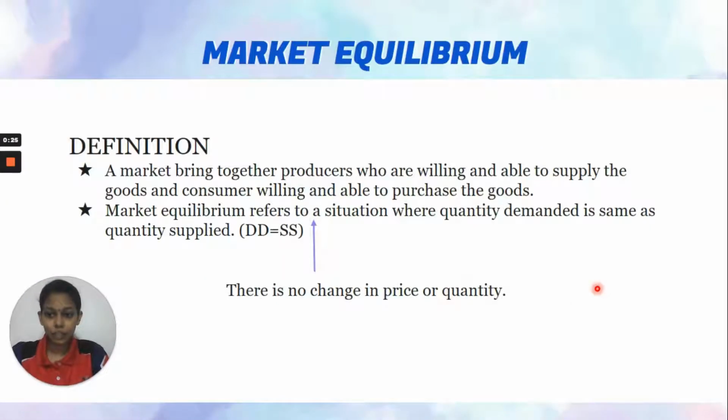In this video, I'm going to explain about market equilibrium. Let's see the definition of a market. A market brings together producers who are willing and able to supply the goods and consumers willing and able to purchase the goods. So a market is a place where producers and consumers meet. Market equilibrium refers to a situation where quantity demanded is the same as quantity supplied, which means that demand is equal to supply. In this situation, there is no change in price or quantity. So we say that the market clearing price has been achieved.